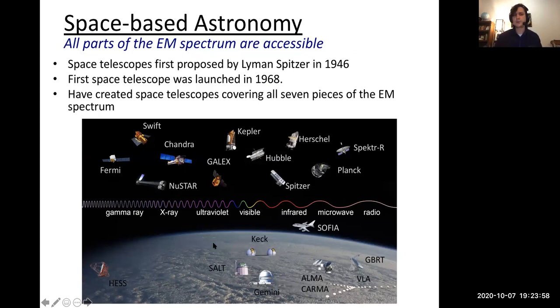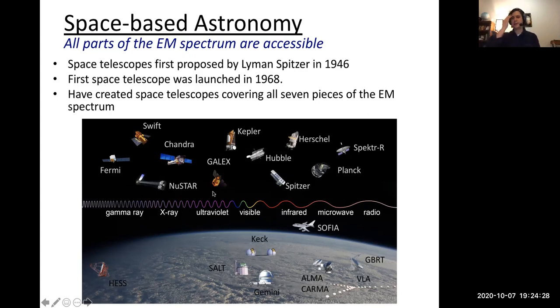But what do we have? Well, we have the Fermi Space Telescope. The Fermi Gamma Ray Space Observatory is its official name, and it observes in the gamma ray. I wouldn't call it a telescope because it doesn't focus light, it just collects gamma rays. The Swift Telescope operates in the X-rays. Chandra, still active, operates in X-rays. Same with NuSTAR, which operates in X-rays.